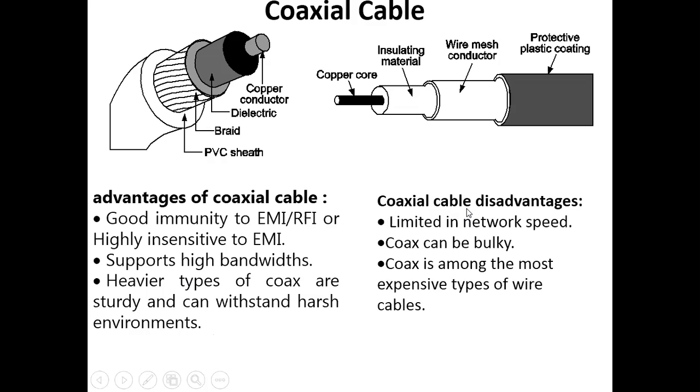Coaxial cable disadvantages: limited network speed. It is observed that compared to UTP cable, STP cable or fiber cable, the network speed is limited for coaxial cable. Compared to UTP and fiber cable, they are bulky. It is amongst the most expensive types of wire cable. So these are the advantages and disadvantages of coaxial cable.